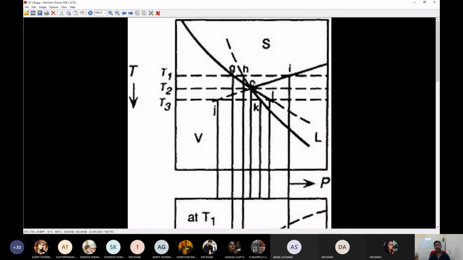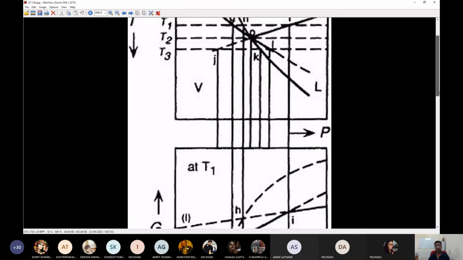Let's go right away. Likewise, you can mark this T1, and you will see that with increase in pressure, this T1 from here to here runs through the vapor phase primary phase field. From G to I, it goes through the solid primary phase field, and from I and beyond, it goes through the liquid primary phase field.